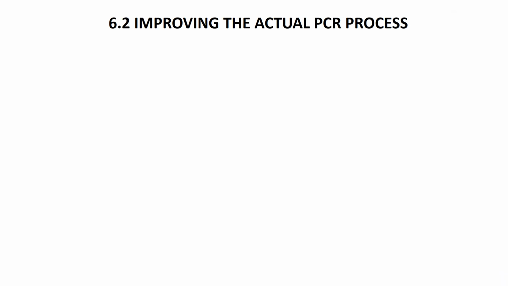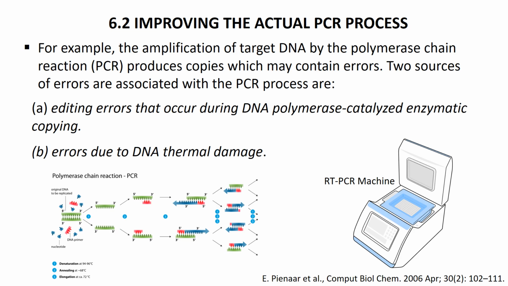Second thing might be improving the actual PCR process itself. So apparently, and I'm quoting a paper at the bottom, there are editing errors that can occur in the PCR process as regards DNA, and errors that can occur to the DNA due to thermal damage. So that's actually within the machine itself in trying to look for the presence of the virus.